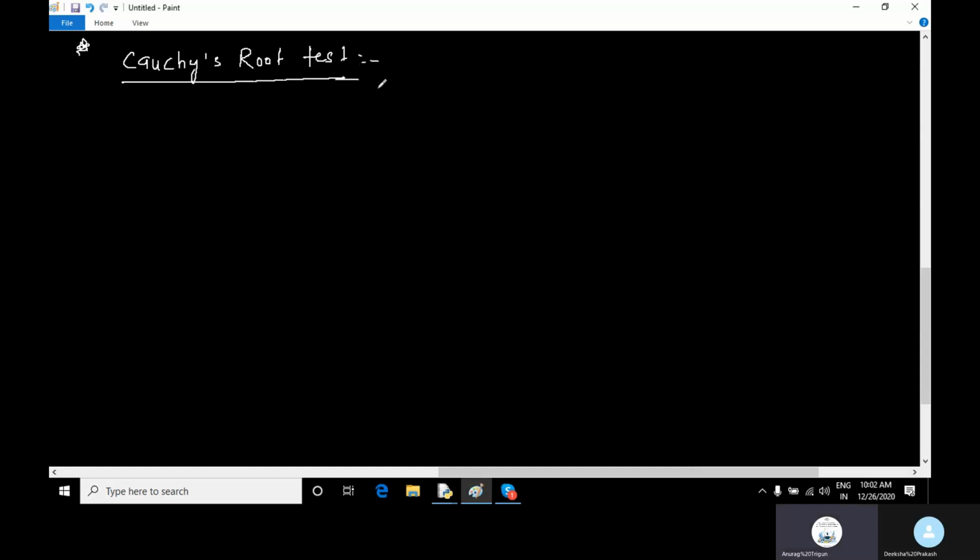So let's start with Cauchy's root test. Consider that the summation of a of n is any series of positive terms. Take a of n to the power of 1 by n, and take the limit as n tends to infinity. If you apply it here and get a constant, consider it L.